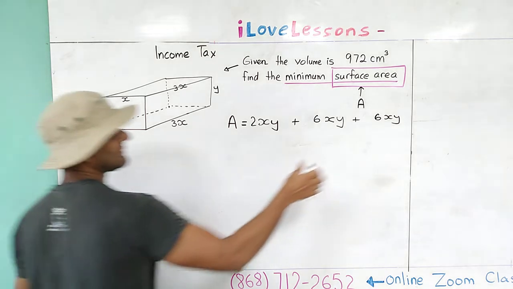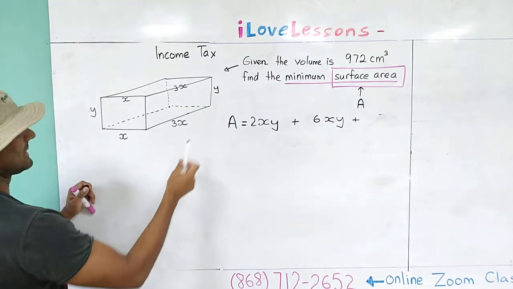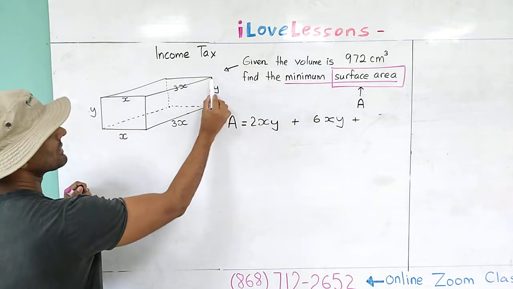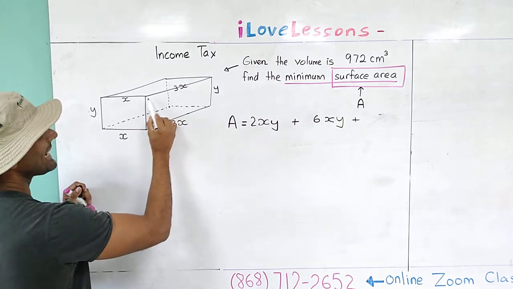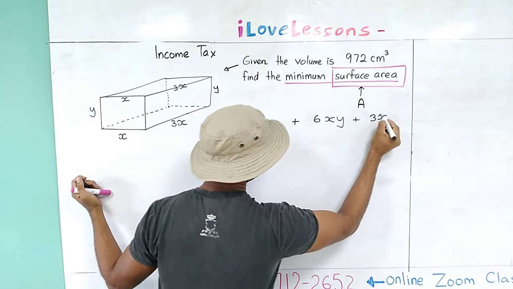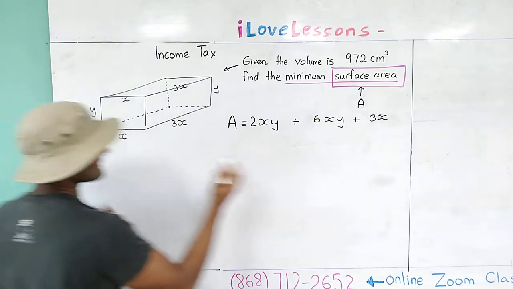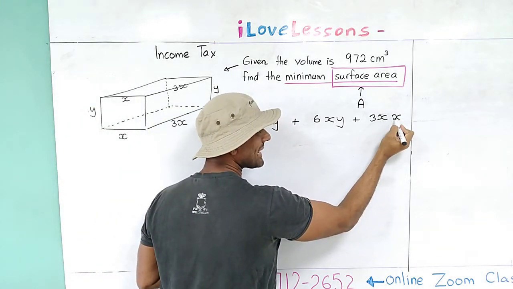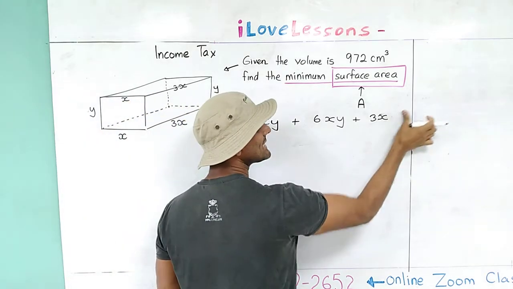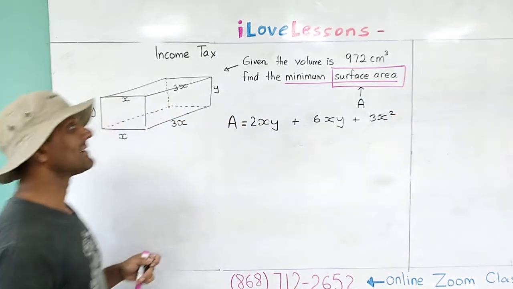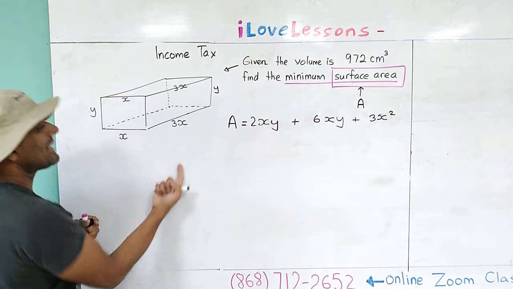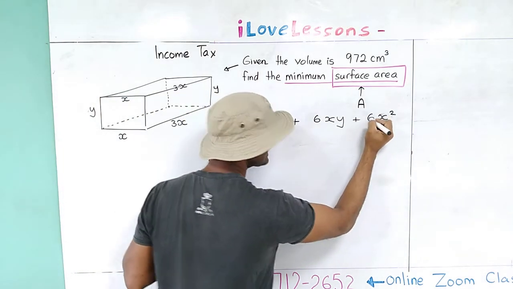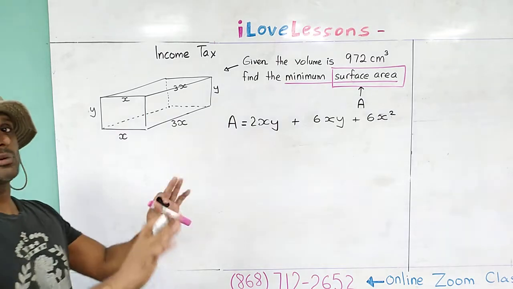Here's the mistake I made. So this one was length by breadth. This one was length by breadth. This one, the length was 3x and the breadth was x. So it's length by breadth, it's 3x by x this time. So this is 3x squared. And we have one on top and we have one underneath. So we have to multiply this by 2. So this will be 6x squared. Almost messed up there, guys.